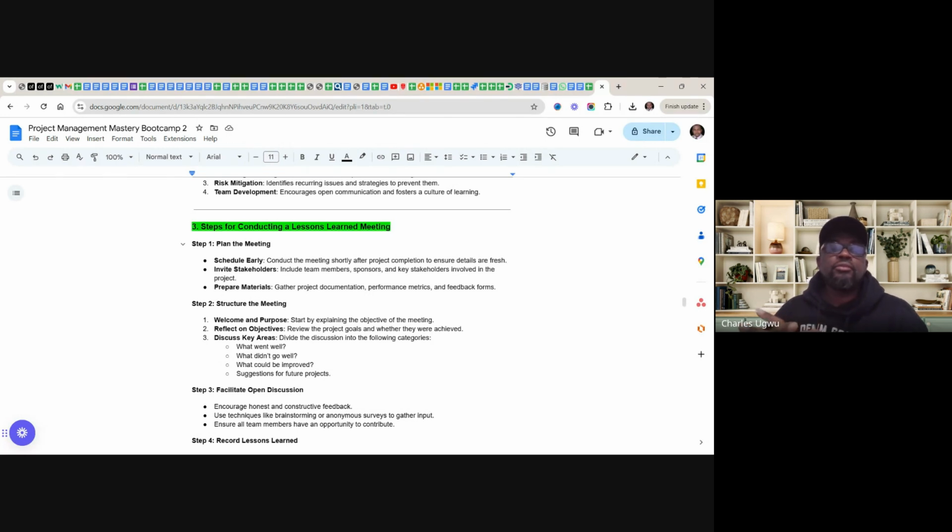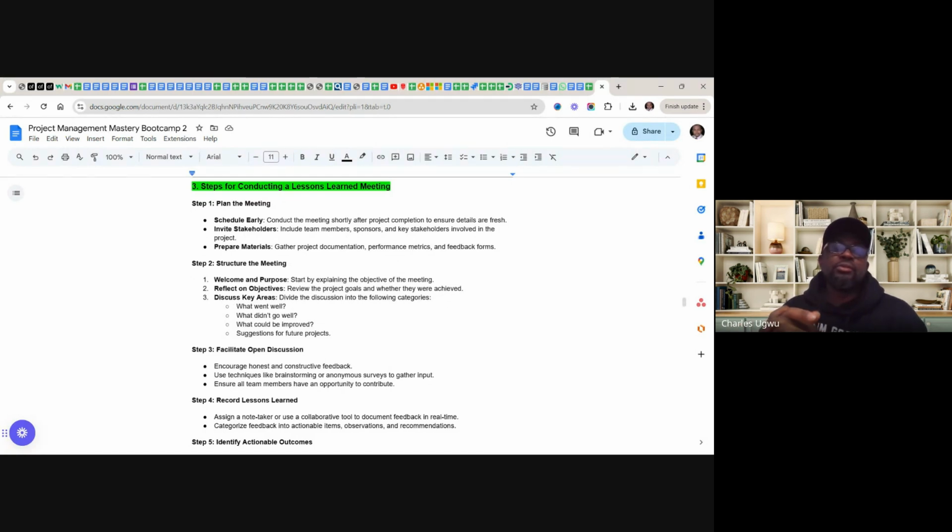Then invite stakeholders, include team members, sponsors, and key stakeholders involved in the project. So it's not only for team members, everybody that participated in that project should be part of the lessons learned meeting. Prepare material: gather project documentation, performance metrics, and feedback forms. So these materials are part of the things to show evidence of what went well or what didn't go well, and performance metrics.